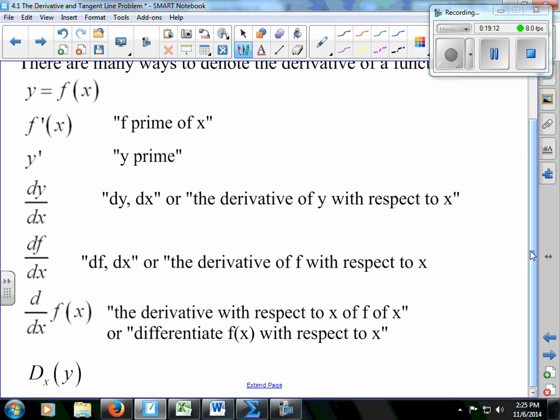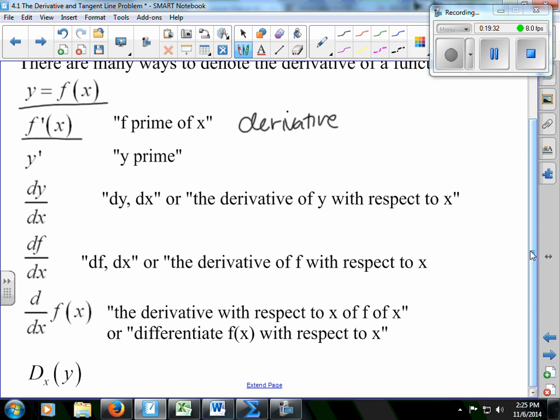All right, so what I have here is y equals f of x. That's my original function. F prime of x, this is the derivative. So we say the words f prime of x. So this is the derivative. And this would be Newton's notation. The primes are Newton's notation.